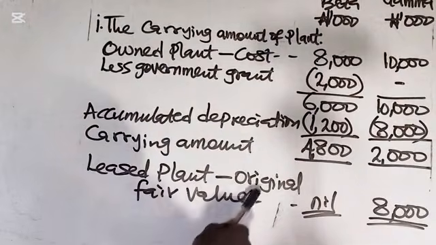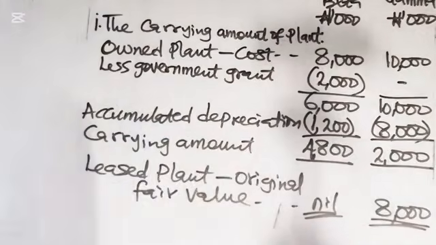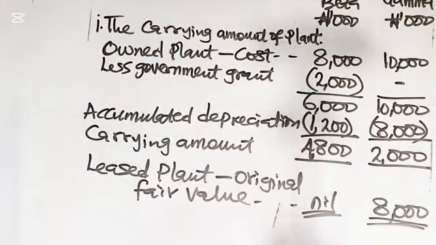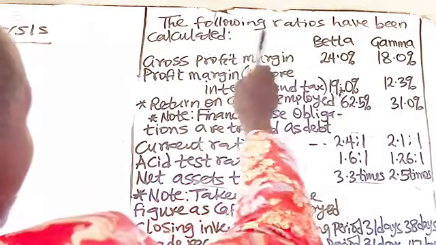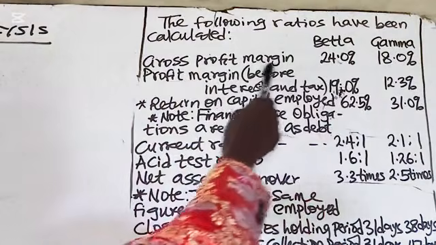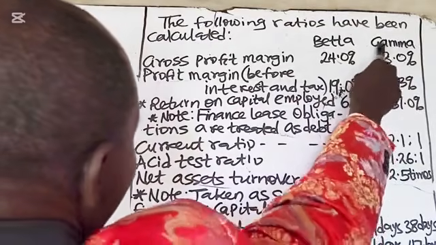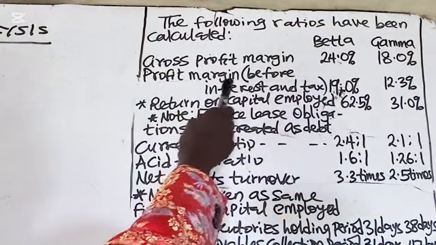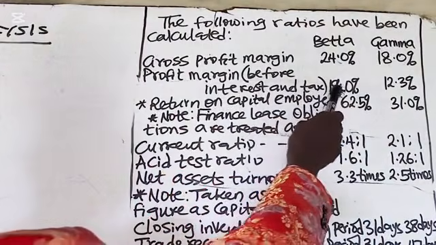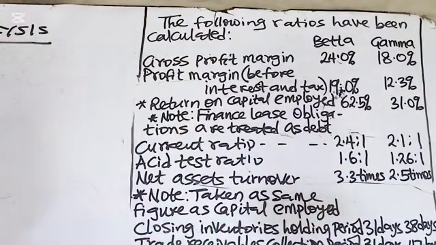Leased plant, original fair value. Beta Limited nil, Gamma Limited 8 million. The following ratios have been calculated for Beta Limited and Gamma Limited. Gross profit margin 24.0% for Beta and 18.0% for Gamma. Profit margin before interest and tax 19.0% for Beta and 12.3% for Gamma.